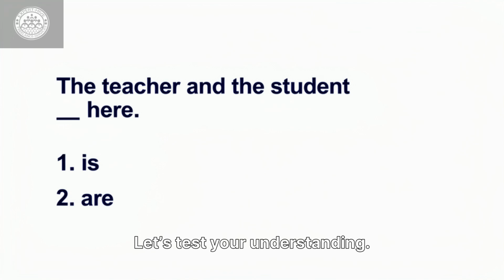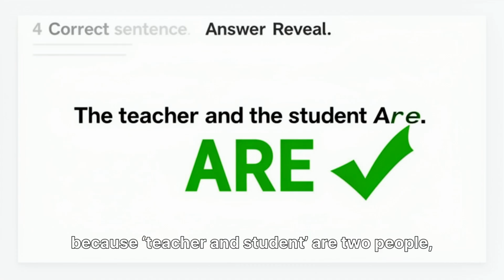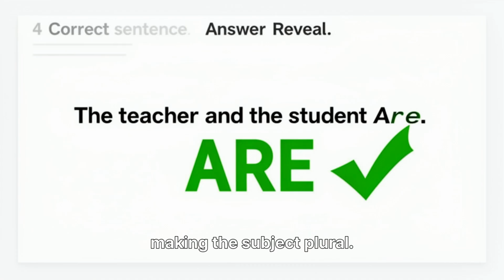Let's test your understanding. Which one is correct? The teacher and the student is here, or the teacher and the student are here? The correct answer is number 2, because teacher and student are two people making the subject plural.